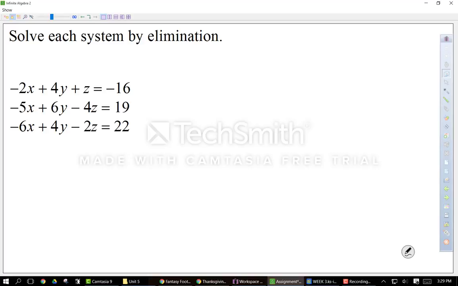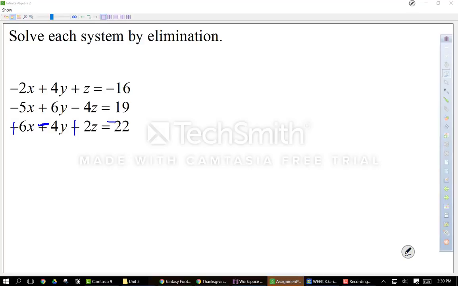In this system of equations, none of my variables, x's or y's or z's, can be canceled right now by adding. But if I look at the 4y here and the 4y here, those are exactly the same. How can I make those 0? In order to make those 0, I can take the signs of the bottom equation and flip them. Basically, that means I'm multiplying by a negative 1.